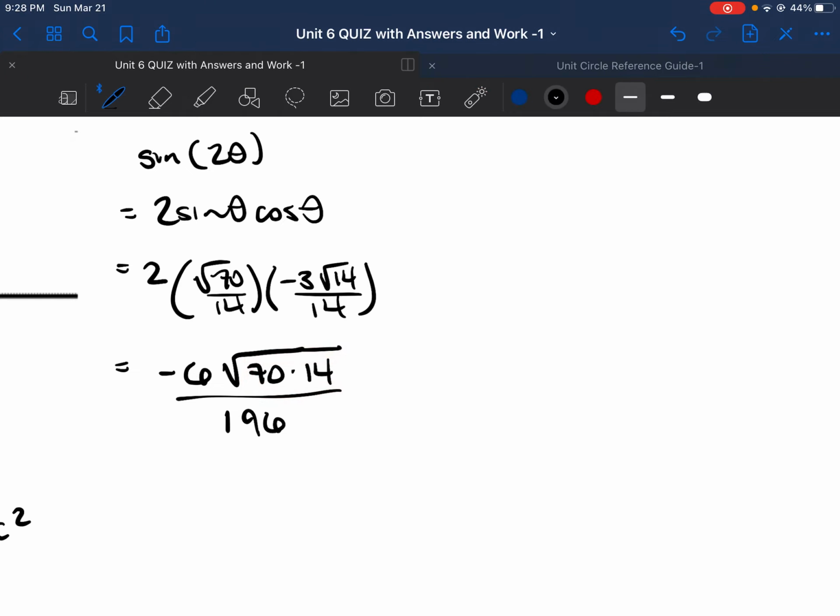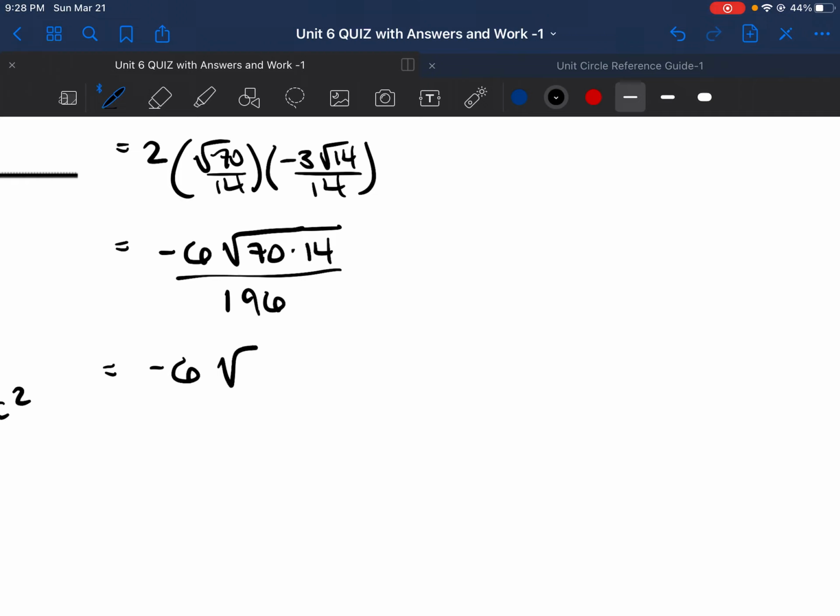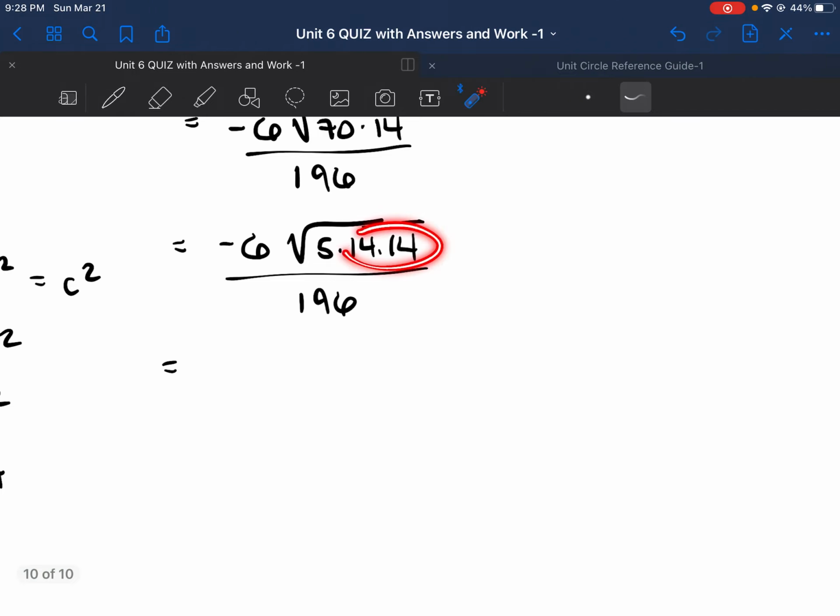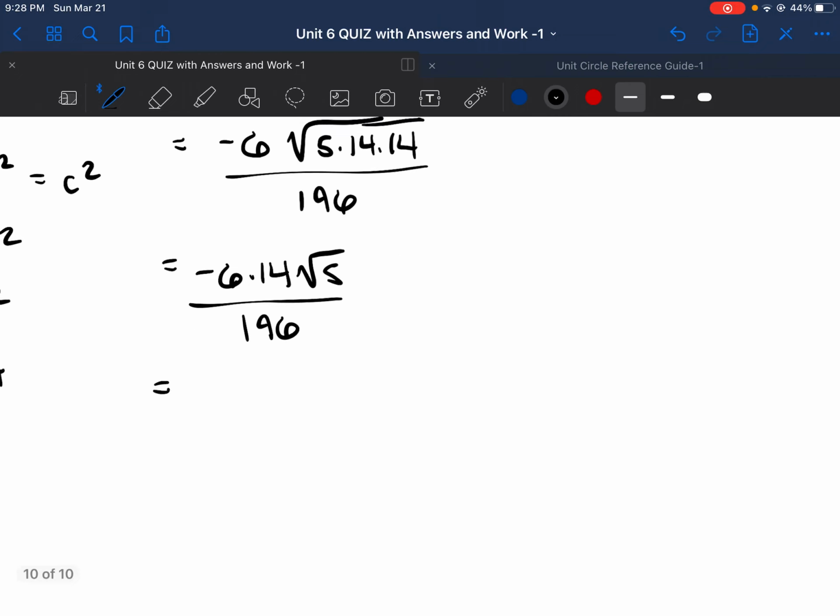And the thing about 70 times 14, well, one thing we already know about 70, we know that 70 is 5 times 14 over 196. And we know that, if you have a 14 times a 14 here, that's going to get pulled to the outside, so negative 6 times 14 root 5 over 196. And then we'll go ahead and use a calculator or something. Let's simplify this. 6 times 14 over 196. That is 3 root 5 over 7.